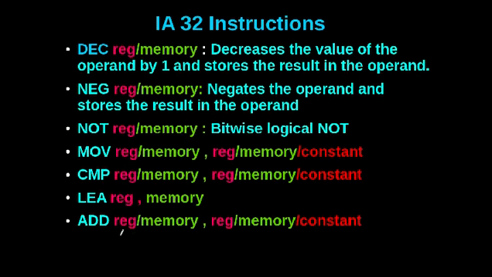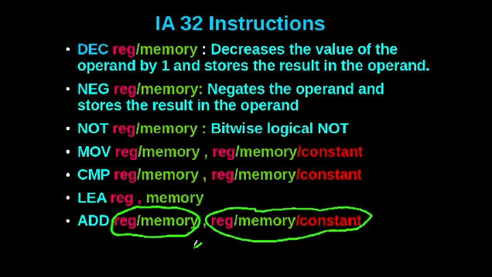Add, I'm adding this operand with this operand, and I'm saving the result in this operand. So if I say add, I can have the first operand as a register or a memory location, and let's put it as AX. AX what? Is a 16-bit. I didn't use EAX. And plus 10.